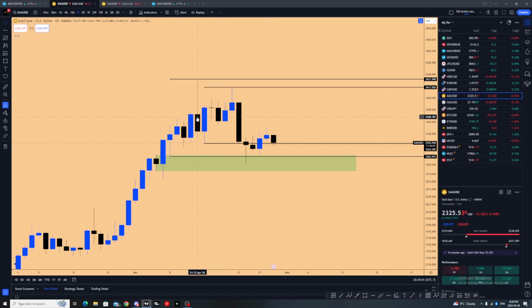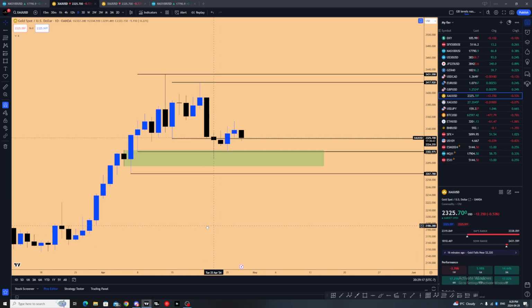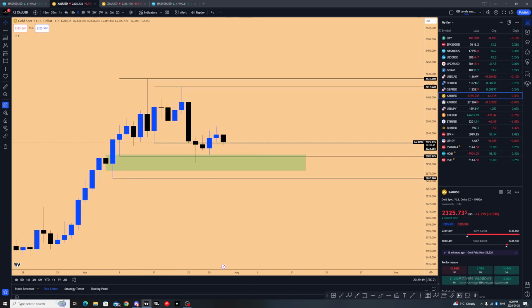There's a pattern, which is the inside weekly candle pattern. You went down, you tested the daily bullish order block, and you're rejecting it over here. So I really don't expect gold to go below here, which is 2267. And the risk reward ratio is just fantastic for longs here.